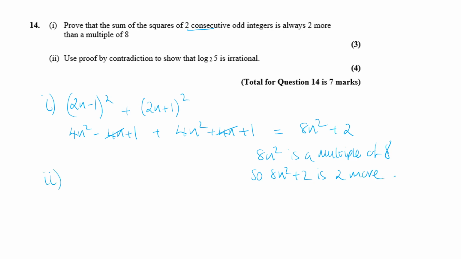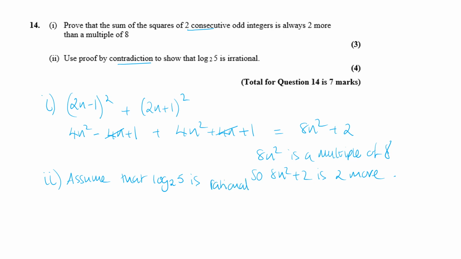Part 2, prove by contradiction. Whenever you're doing a contradiction, you have to negate whatever is being said and then prove that what you've assumed is wrong, and that's your contradiction. So we're going to assume that log to base 2 of 5 is rational. So we're going to prove the opposite.